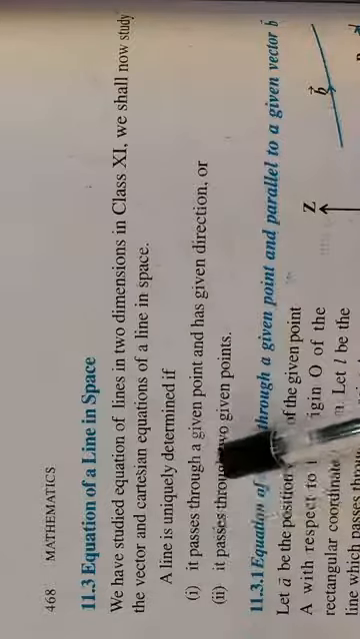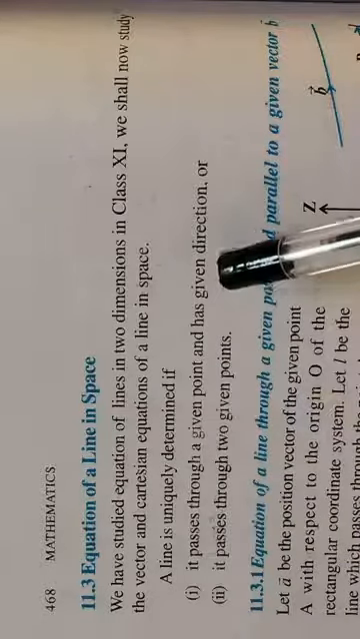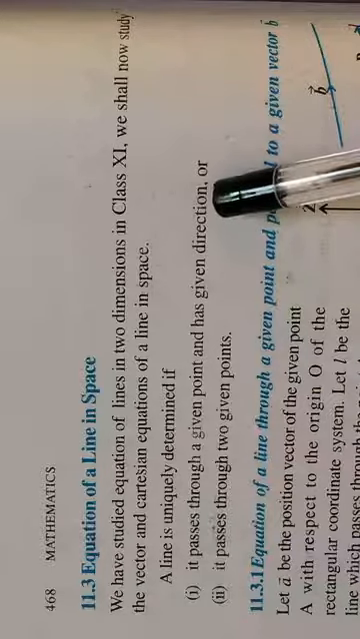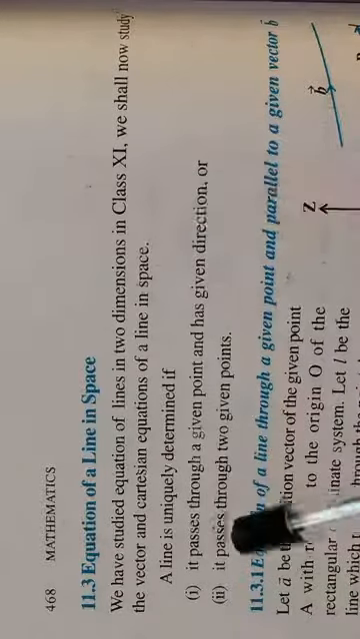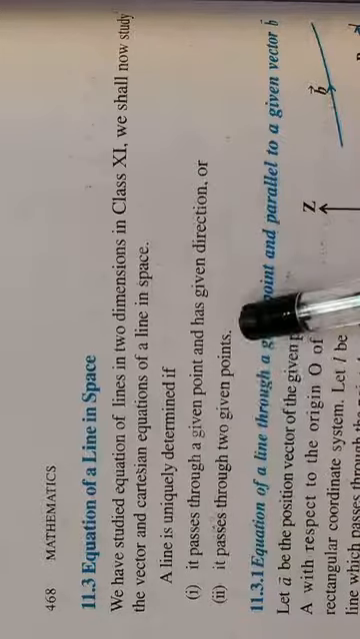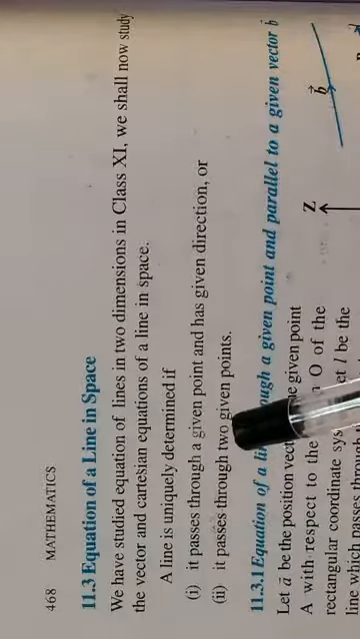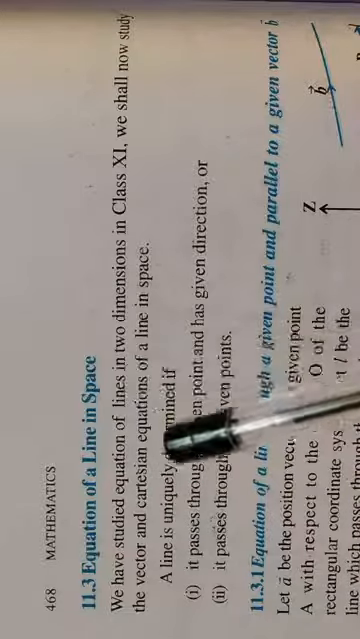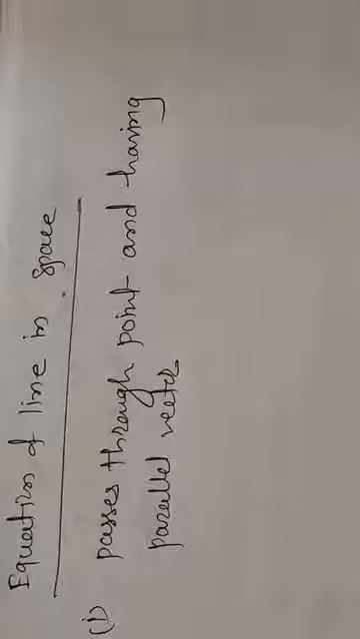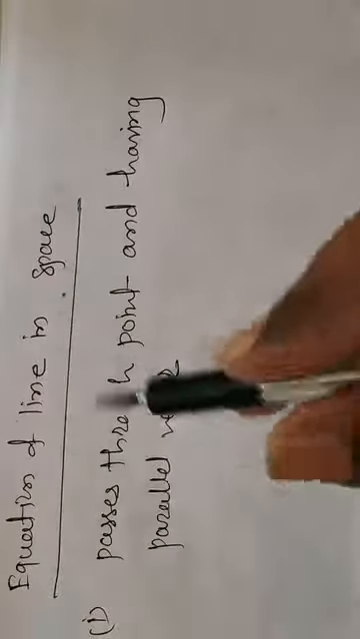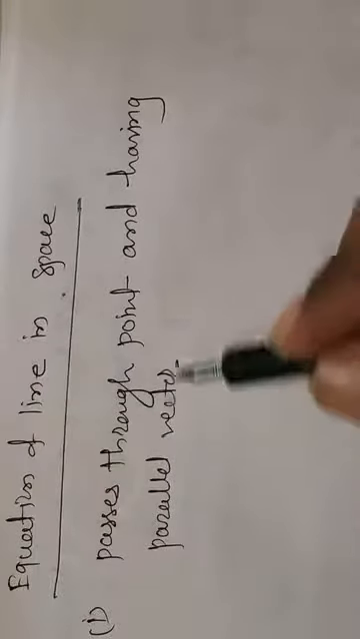The first is that the line passes through a point and has a direction, that is, a parallel vector. And if this is not given, then it passes through any two points, and we can make the equation of the line also. So the first condition is that the equation of the line passes through a point and has a parallel vector.